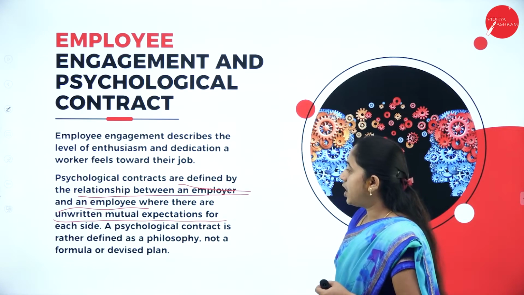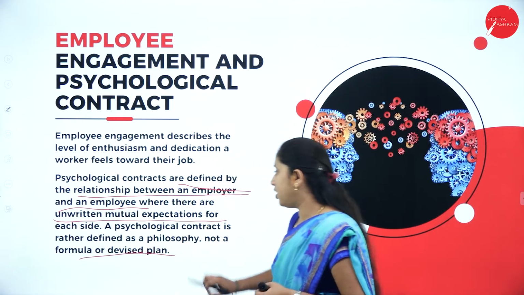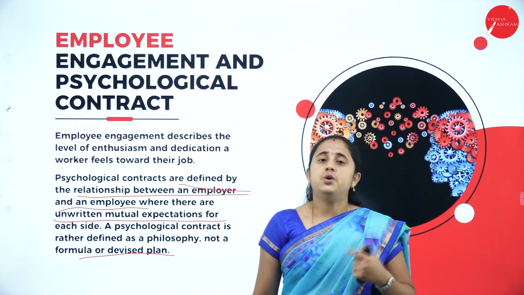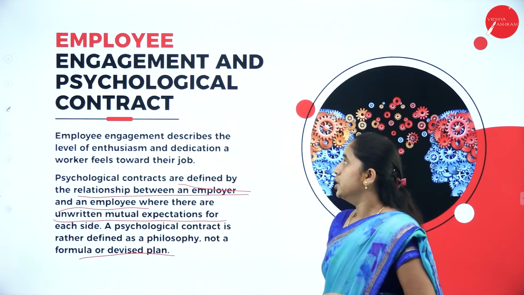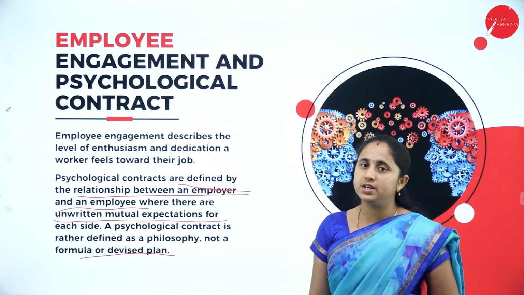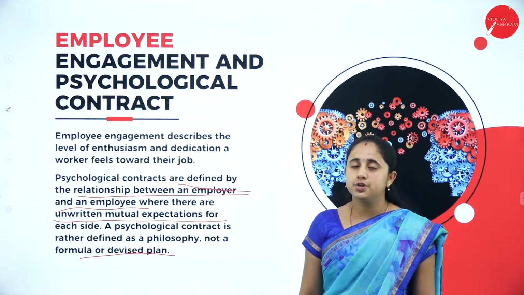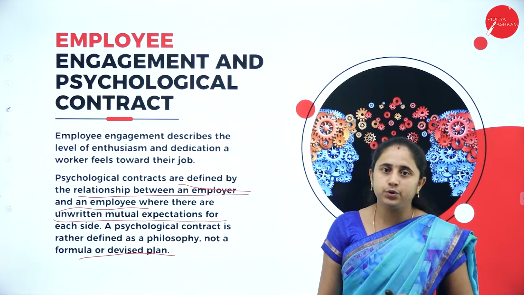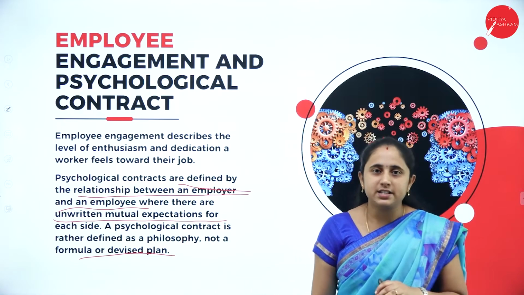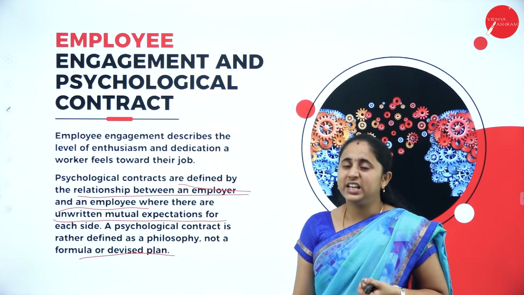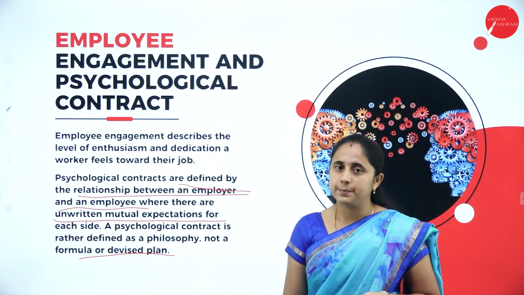So the psychological contract is rather defined as a philosophy, not a formula or devised plan. Mainly it is a relationship between the employer and employee. We are going to study about this under unit 5. So this is all about your units. Altogether you have 5 units under human resource management, and all the 5 units are interesting units. So you can involve yourself and you can score more marks from this paper.